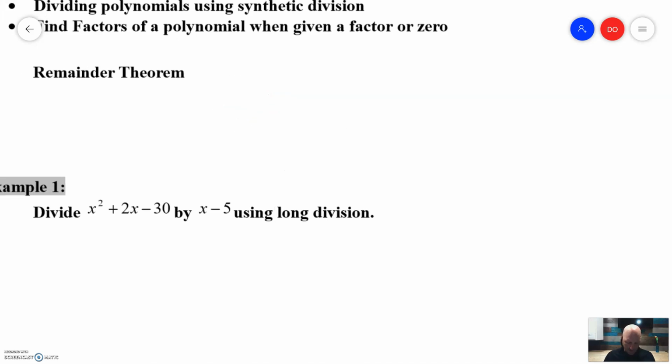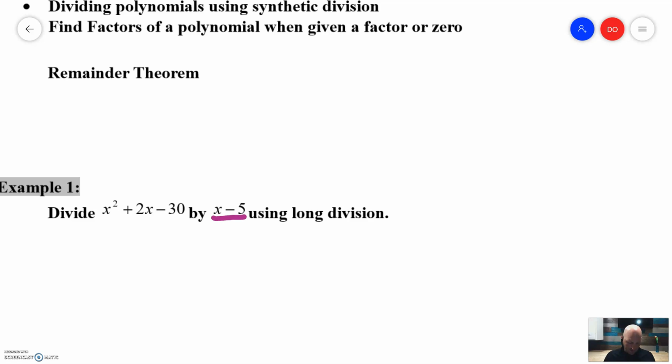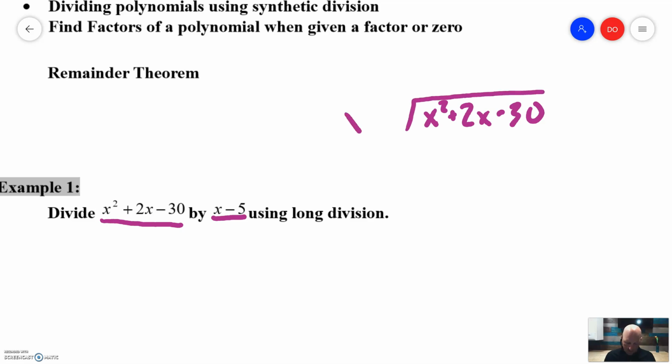So I have my divisor right here in x minus 5. I have my dividend in x squared plus 2x minus 30. So x squared plus 2x minus 30 is going inside, and x minus 5 goes on the outside. And just like the 125 divided by 7, I tried to divide parts of that number by 7. I'm going to kind of do the same thing here. So my first thought's going to be, what would I have to multiply x by to turn it into that first term, x squared? And that would just simply be an x.